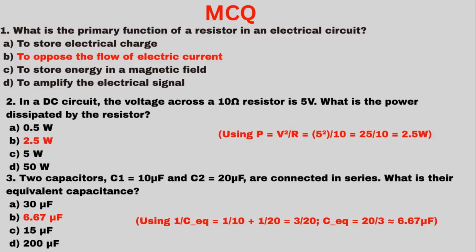Why? Because it is connected in series. So series will be divided. The value will be coming down. So the correct answer is 6.67 microfarad. All right. Okay. Now we'll go to the next one.